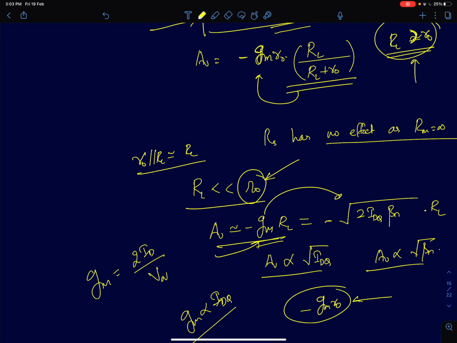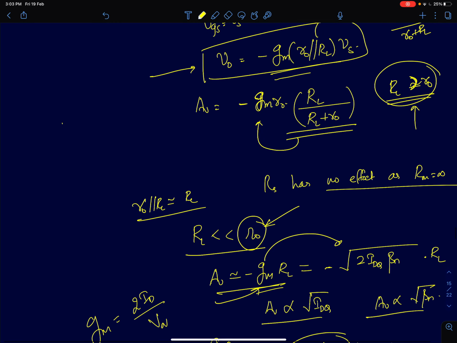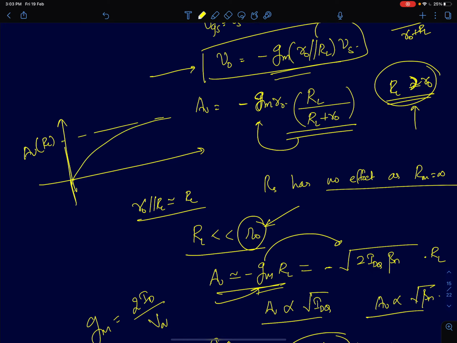That's the limiting value. So if I plot the gain as a function of the load resistance, if RL is 0, the gain is 0, and eventually it will reach a limiting value given by minus of GMR0. I'm plotting only magnitude here, so it will be GMR0. It will increase first with increasing RL, but eventually it will reach a limiting value of GMR0. You can never exceed this value in a common source amplifier.